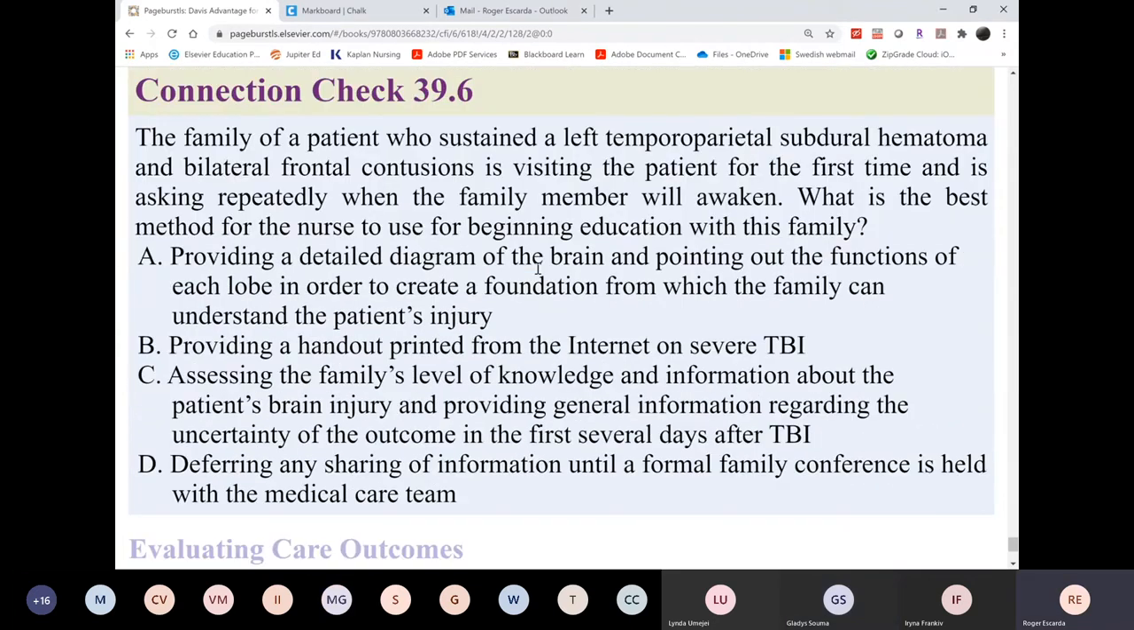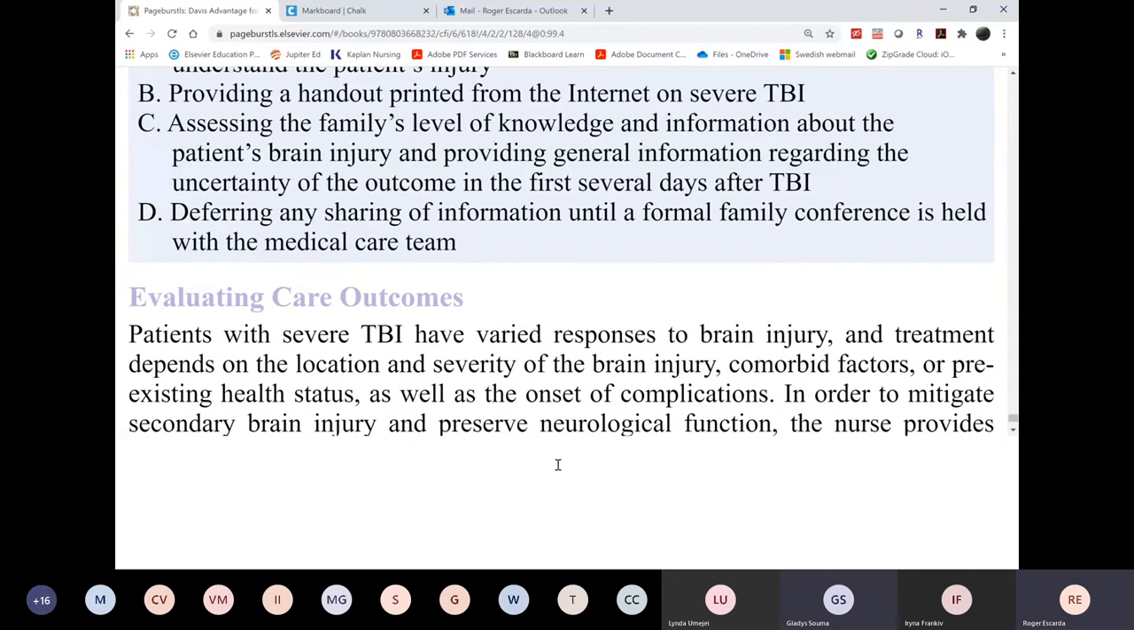That's it for head injury. Any question? This is page what?